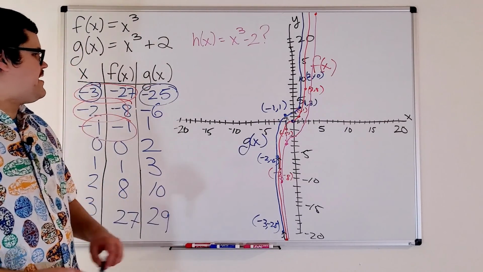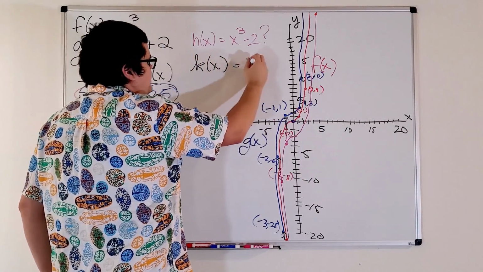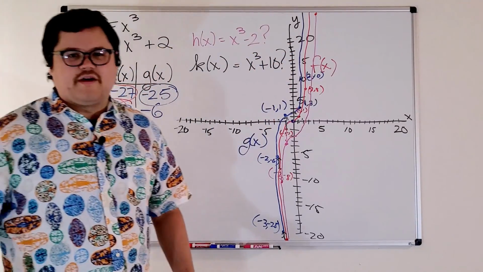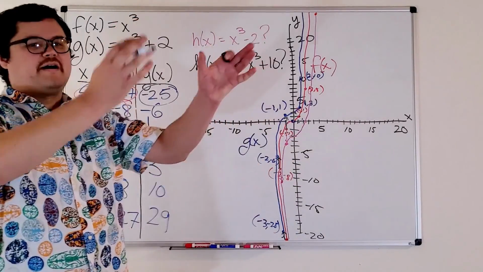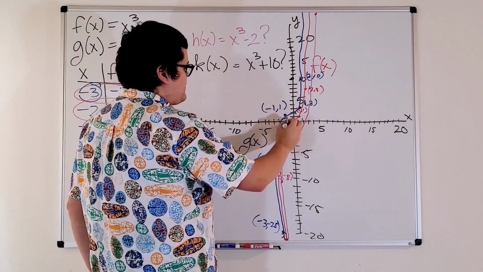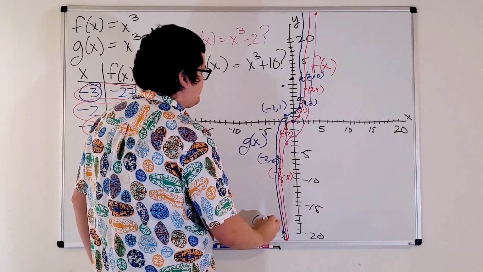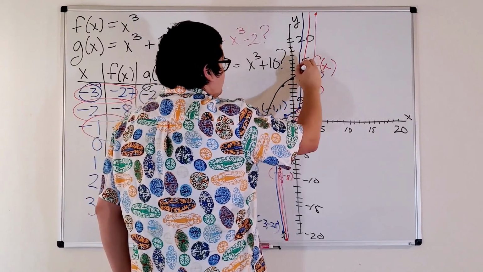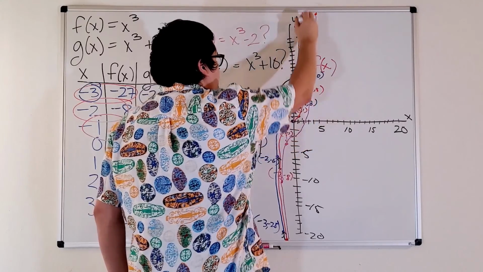Now what if I had k of x is x cubed plus 10? What does that look like? Well, that would take the original graph, the red one, and shift everything up by 10. So we'd be going through this point, we'd be going through this one, shift everything up by 10. Maybe it'll look something like, nope, never mind. Something like that.